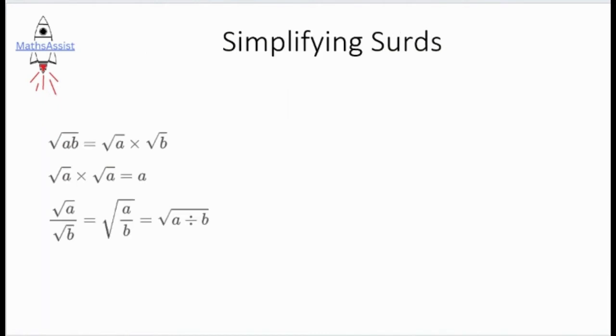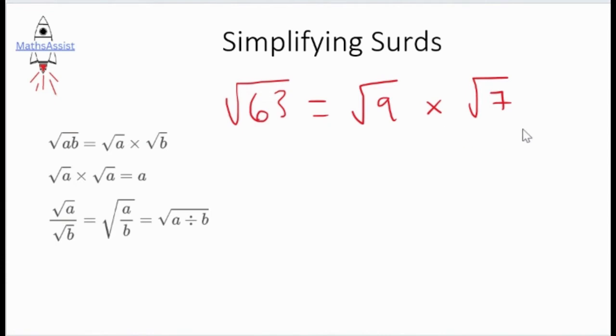Simplifying surds is a favorite with examiners. So, we need to practice simplifying different surds as much as possible. When simplifying, we need to find two numbers that multiply to make that surd. For example, root 63 equals root 9 times root 7. 9 is a square number, so root 9 is equal to 3. Therefore, 3 times root 7 equals 3 root 7.